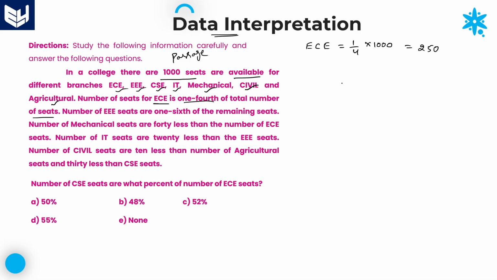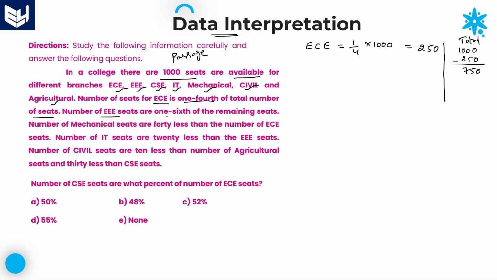And next, from this point, the total value is, here I am writing the total value. Initial total is 1,000. Once that is done, 250 is completed. You are still left with 750 seats. Now look at the next statement.